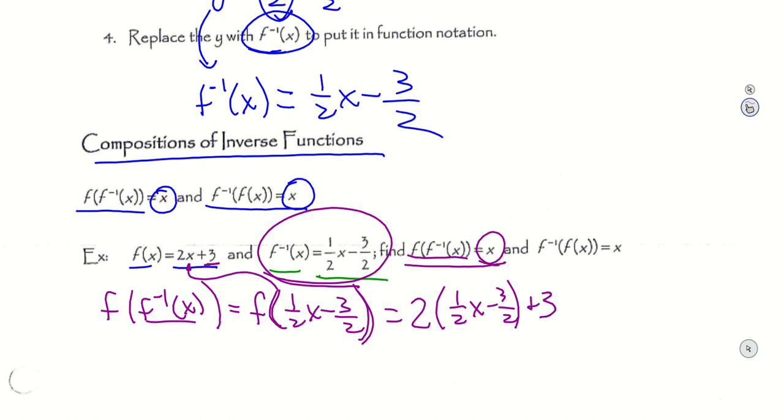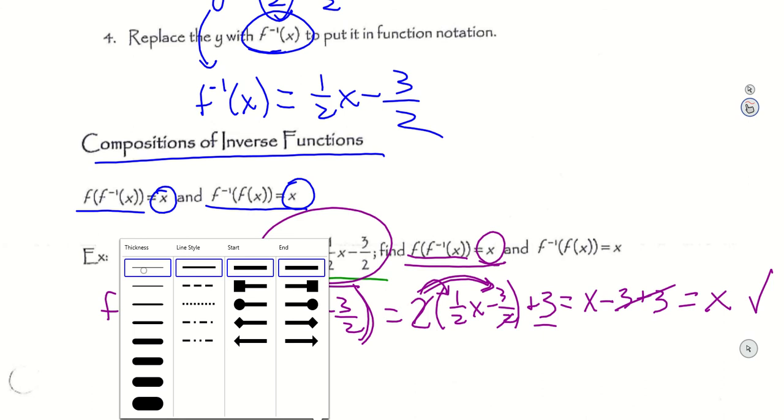To simplify that, we take this 2 and distribute it across the subtraction sign. 2 times 1/2 is 1, so just x, minus 2 times 3 halves, where the 2's divide out, so we get minus 3, and then we have our plus 3. Those subtract out, leaving me just x, exactly what I was looking for. Let's go the other direction.